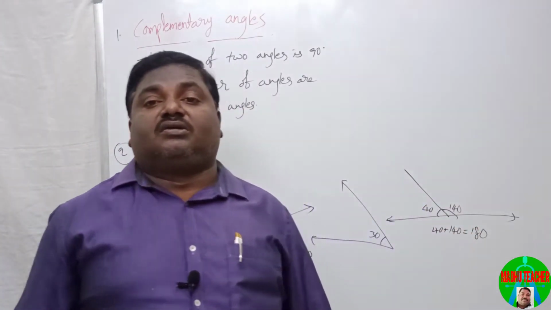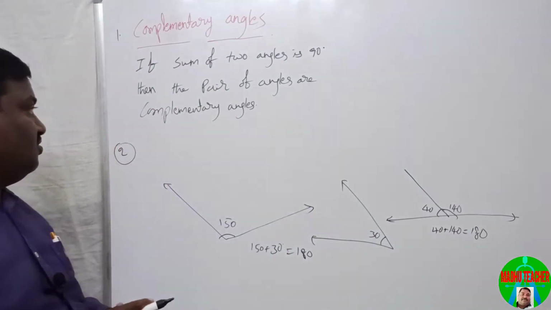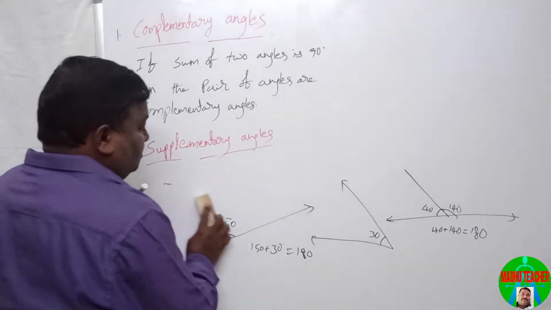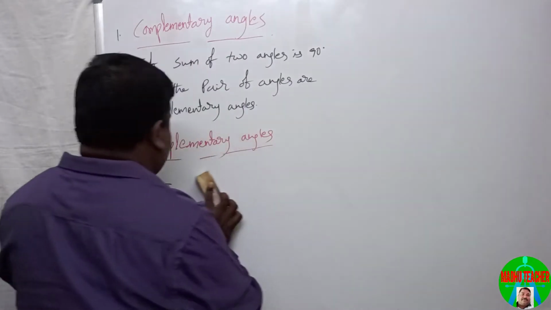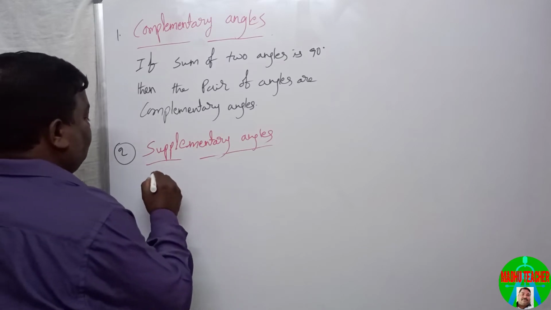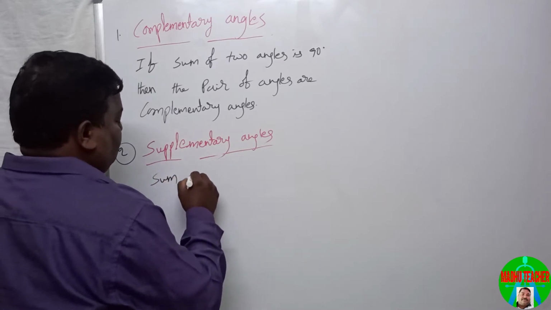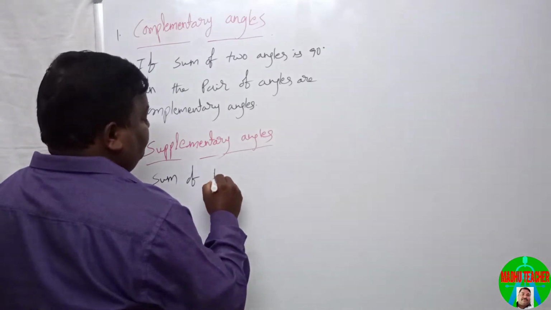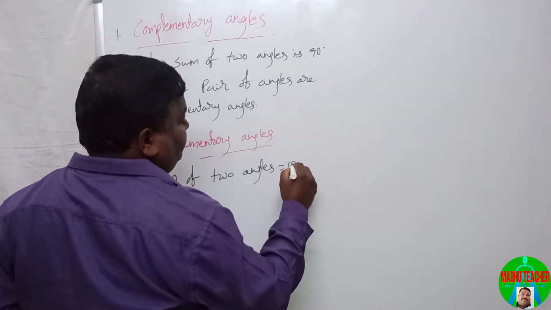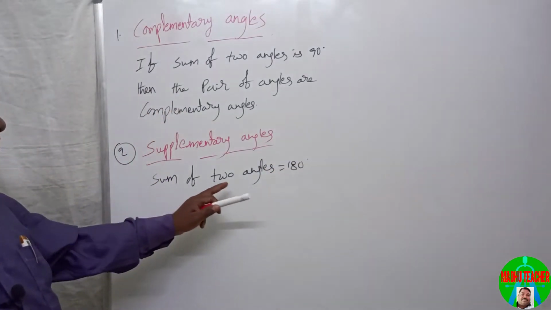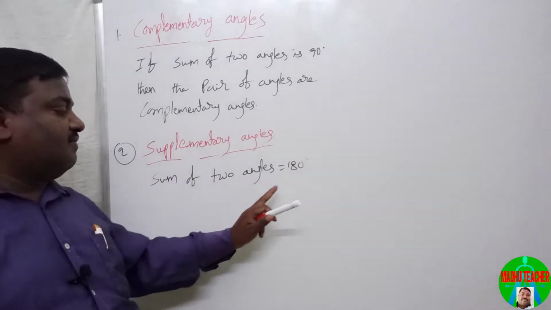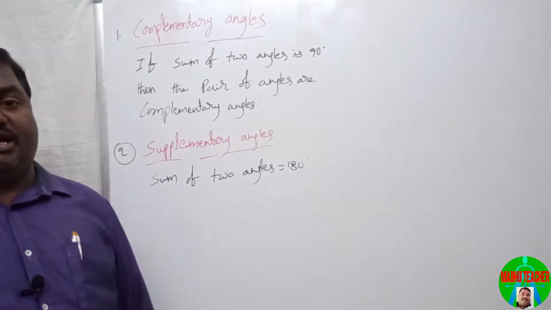Such angles are called supplementary angles. What are those? Supplementary angles. So what are the supplementary angles? If the sum of two angles is 180 degrees, then the angles are called supplementary angles. So I am writing simply, sum of two angles equals 180. Okay. So you can write the full definition. If the sum of two angles is 180 degrees, then the pair of angles are called supplementary angles.